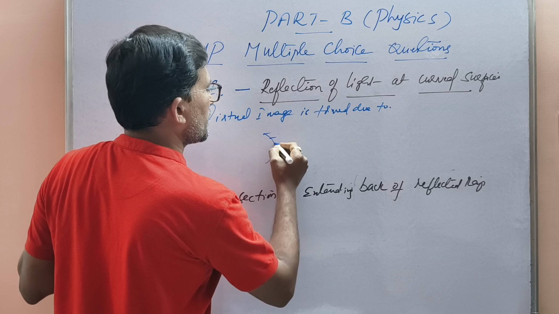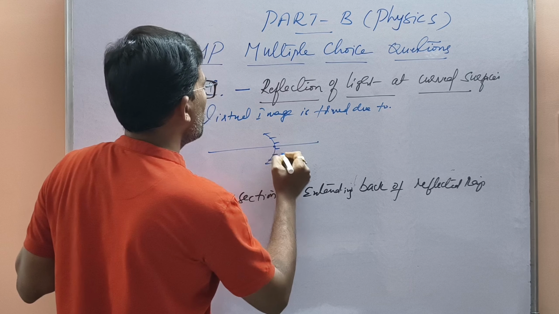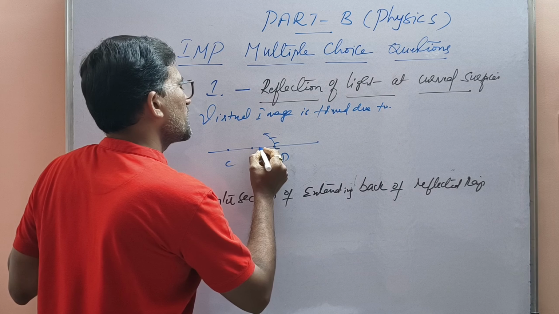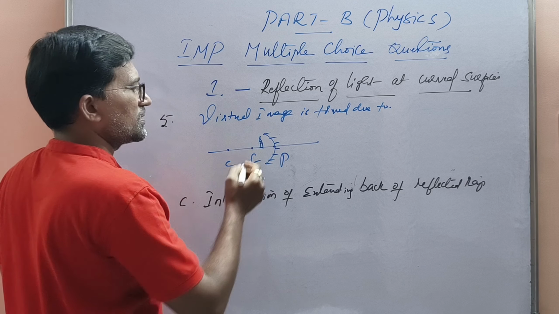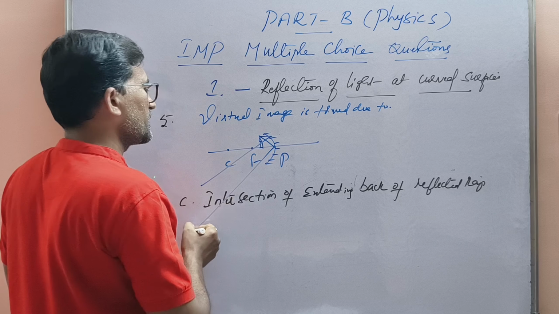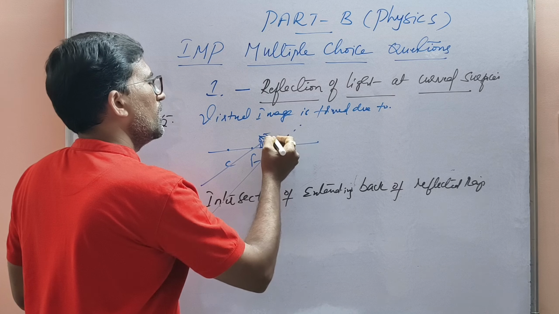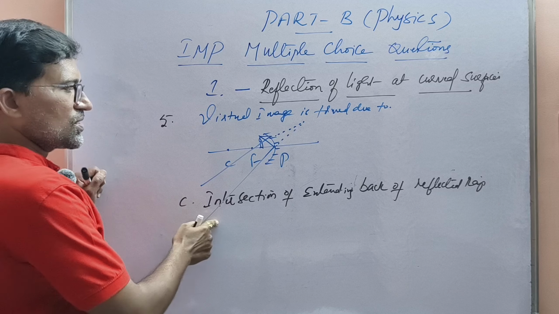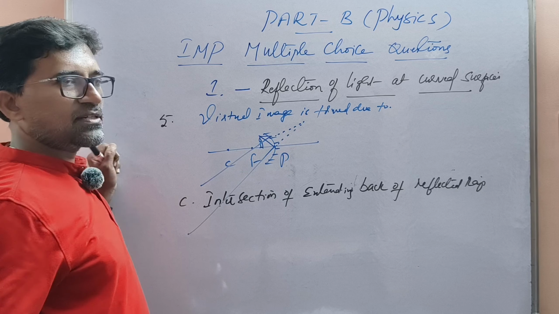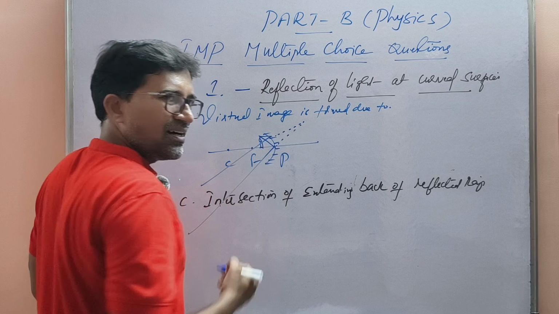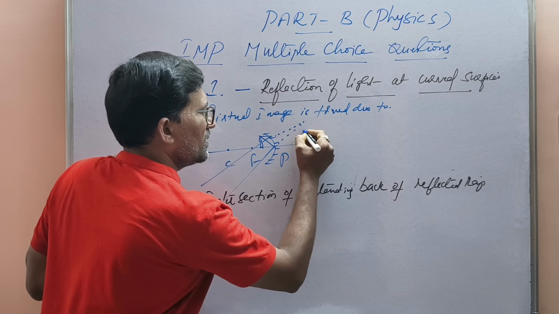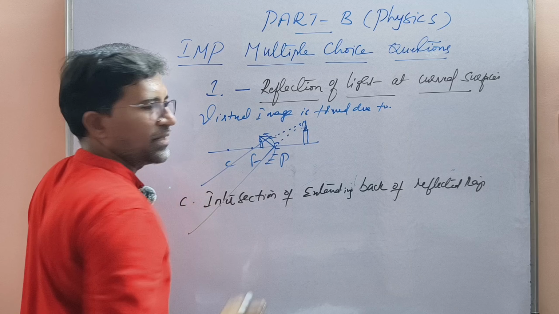Now, if I take a concave mirror, this is the pole, this is the focus, and here is the center of curvature. If I place the object between P and F, here the object is. This is the incident ray, this is the reflected ray, and this is another incident ray and its reflected ray. If you place the object between P and F in a concave mirror, the image is formed behind the mirror.